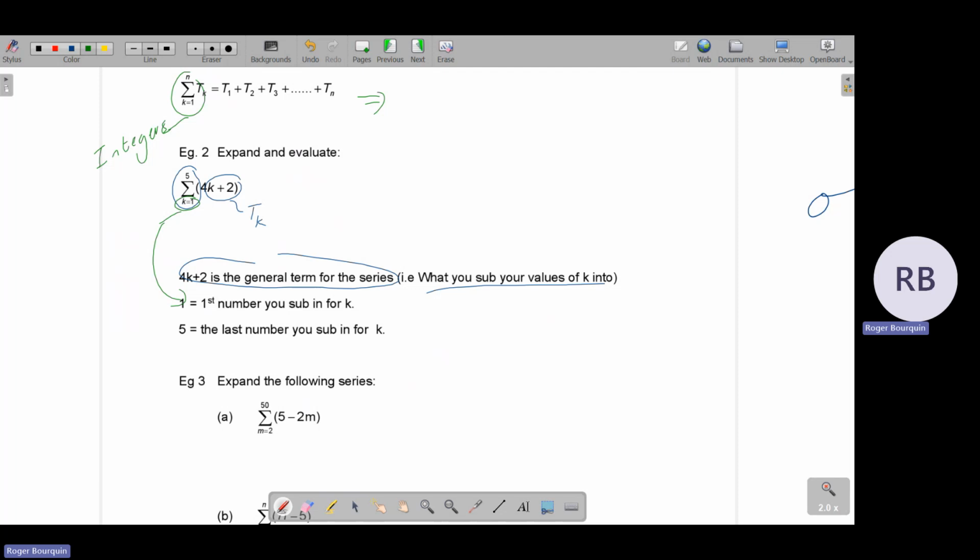So what is going to be the first term of this particular series? 4 times 1 plus 2. That's your first term. That's term 1. Sigma means what? Go add up all your terms. That's an instruction. Add up all the terms. The first number we're going to sub in is 1, and the last number, this 5, is the last number I sub in for.